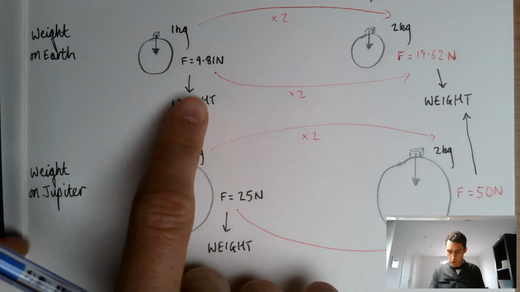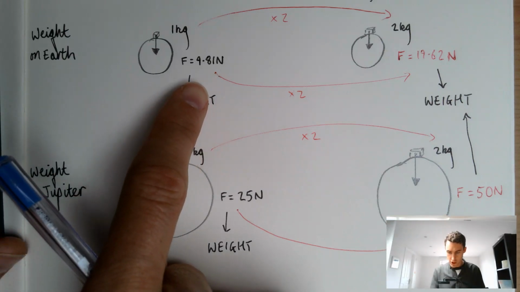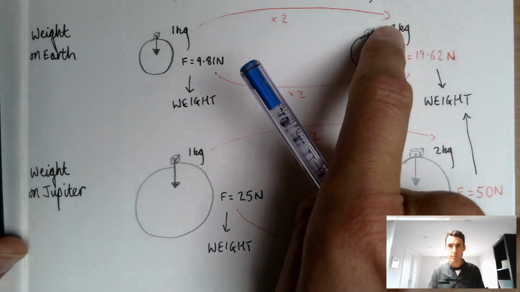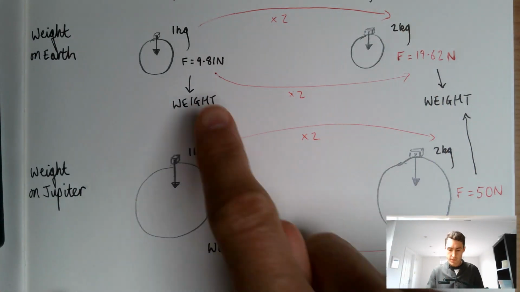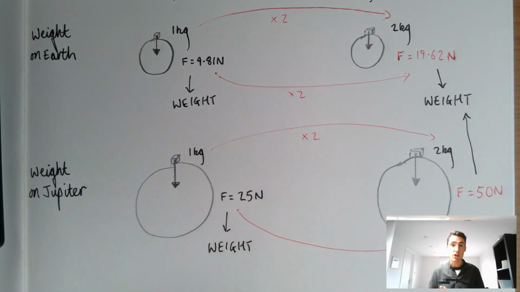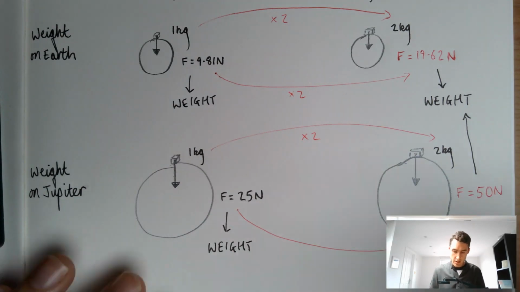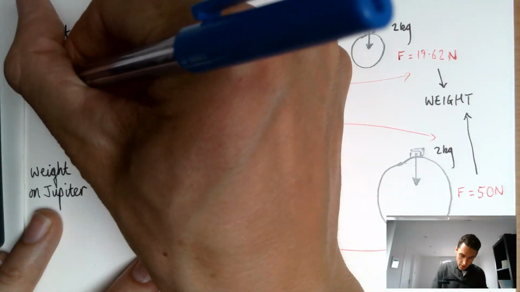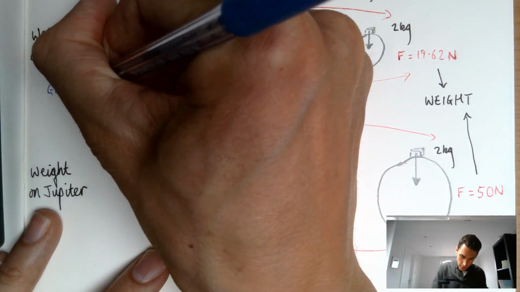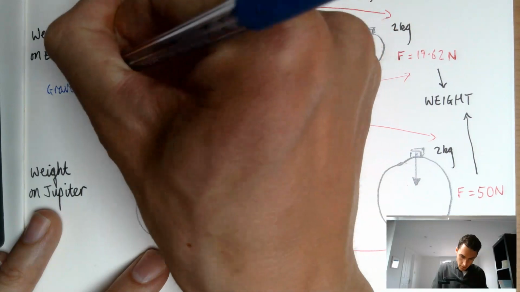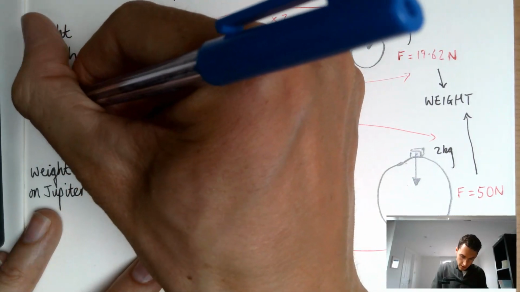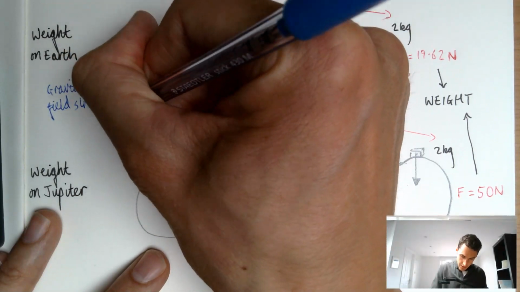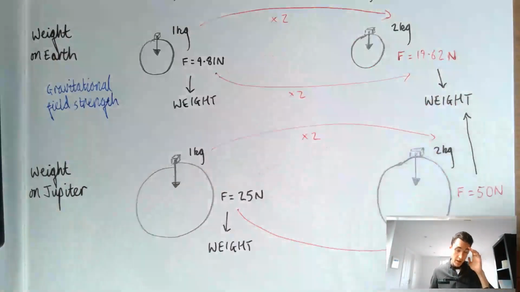But what hopefully they will notice is that you've always got this ratio of 9.81 divided by 1 is the same as 19.62 divided by 2. The point is, this is giving you a really clear definition of gravitational field strength. So what you can say is that the gravitational field strength diagram really helps illustrate this point. You may come up with even better diagrams. If you do, please send them my way.